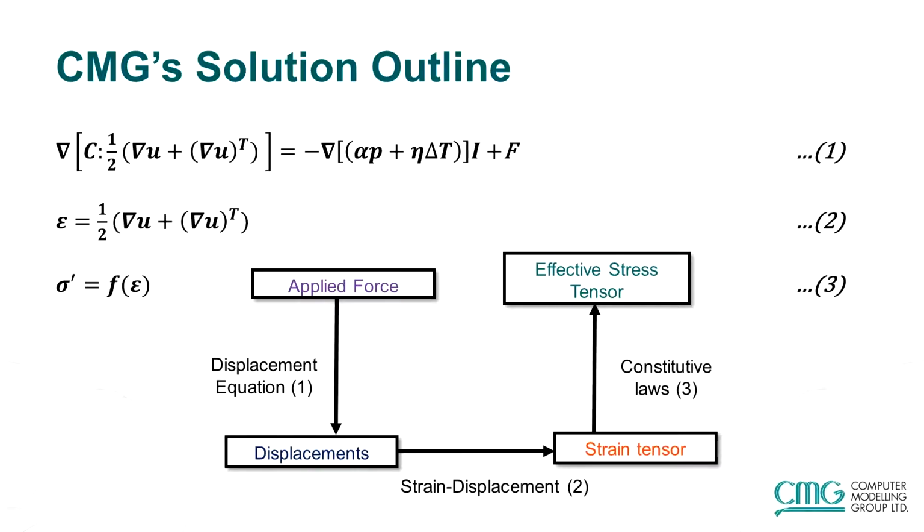So we go from left to right in CMG software. It's perfectly fine to go from right to left as well, but the R&D department at CMG found that going from left to right, as shown on this picture, was a more effective and faster way to solve the equations.